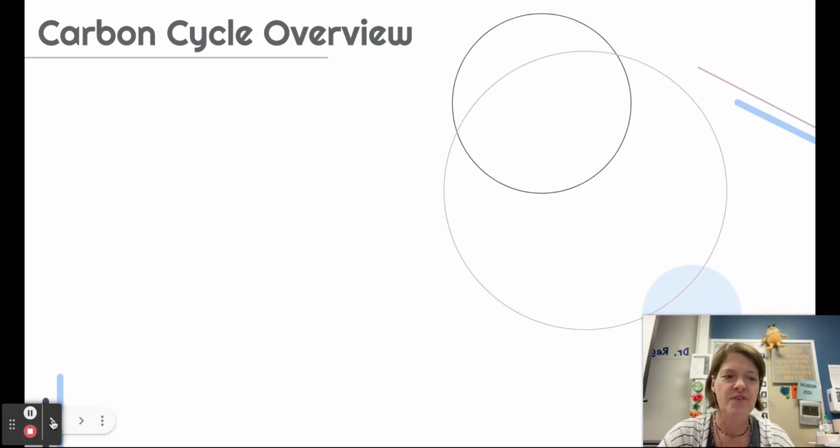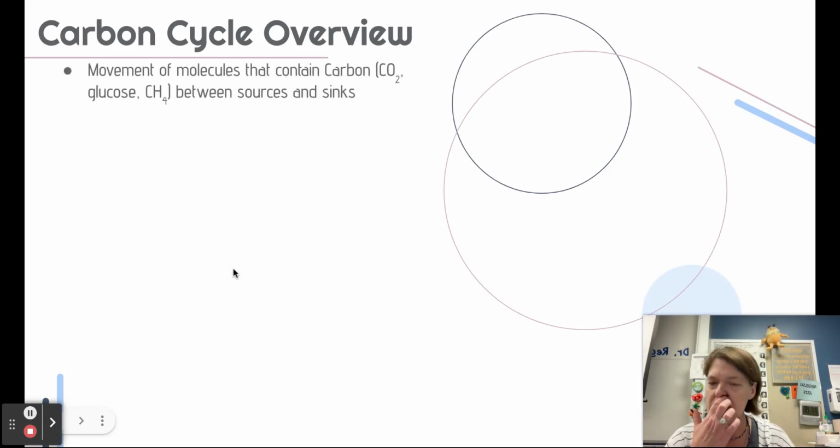Okay, so first, let's do a carbon cycle overview, because I know you learned about photosynthesis and respiration in biology your freshman year. But I just want to do a quick review. So, the carbon cycle is the movement of molecules that contain carbon. So, CO2, glucose, CH4, which is methane. That's what we get when we burn organic material. And it is the movement of those molecules between sources of carbon and sinks, or areas where we store carbon.